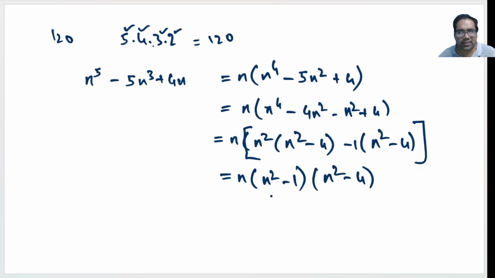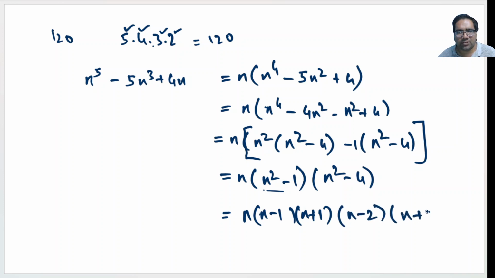This again we can factorize. n square minus 1 is n square minus 1 square, so this becomes n minus 1 times n plus 1. n times n minus 1, n plus 1, times n minus 2, n plus 2. n square minus 4 is n square minus 2 square, and a square minus b square is a minus b into a plus b.